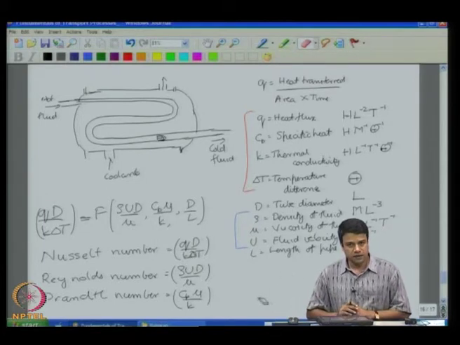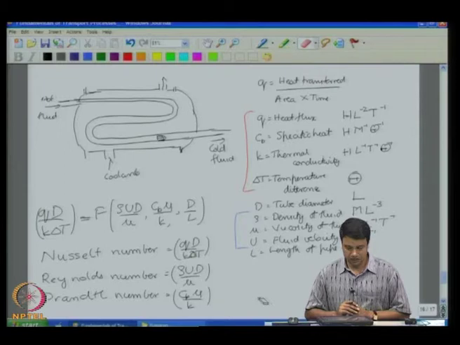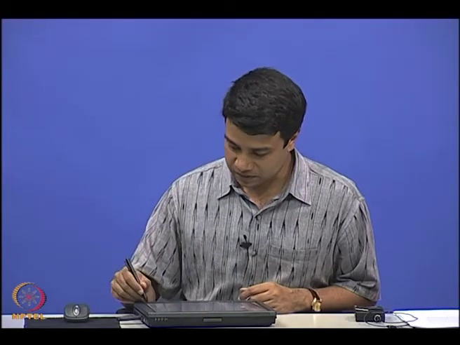Now, beyond this, it is difficult to proceed just based upon dimensional analysis. You cannot further reduce, you have to do experimentation. Okay. And the experiments have been done, and they produce what are called correlations. Correlations which tell you how the Nusselt number varies with the Reynolds number and the Prandtl number and the aspect ratio.